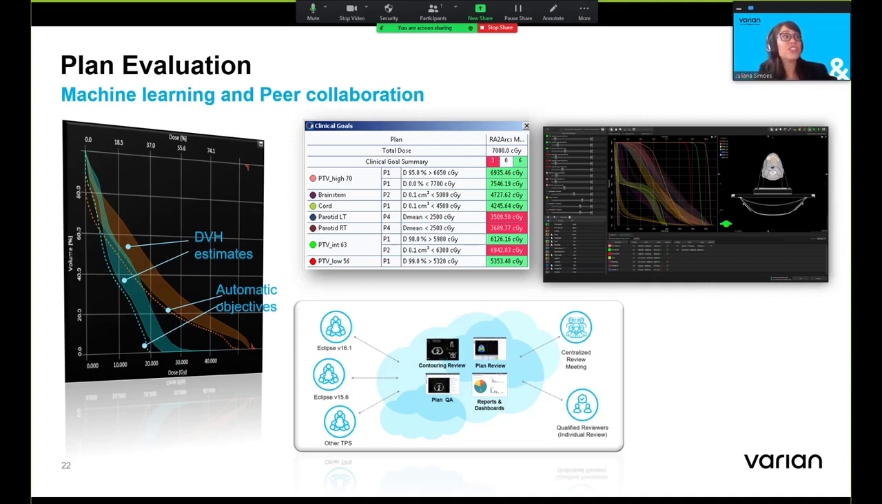And when needed to collaborate with peers, we can use either RT-peer review if you have version 16 and above in a unified database with ARIA, or you can use ePeer review that will be helpful for distributed reviews, and it's our cloud-based solution. Okay, thank you.